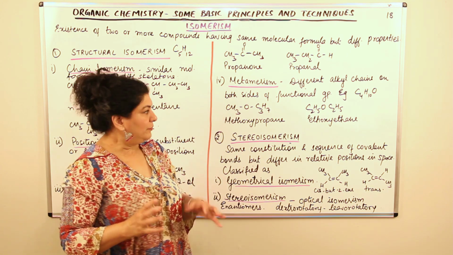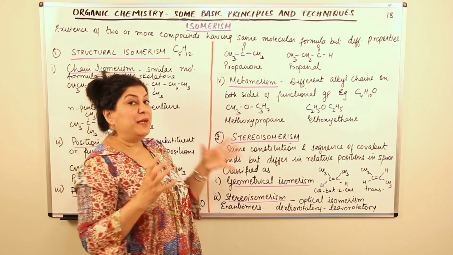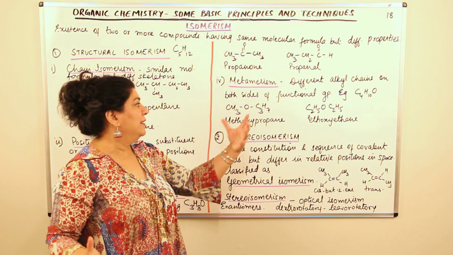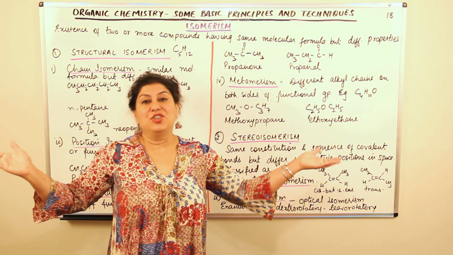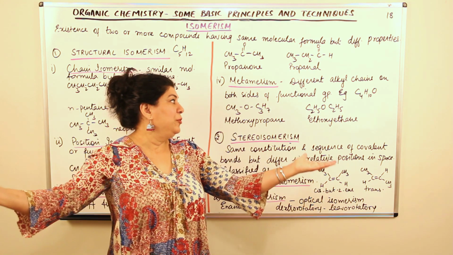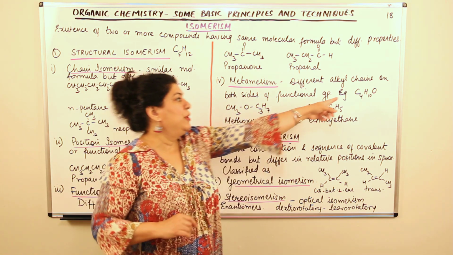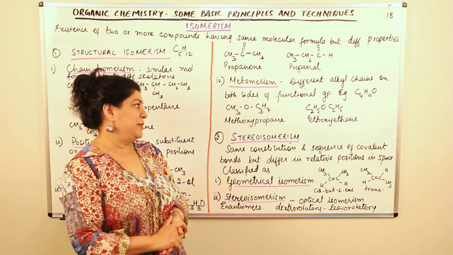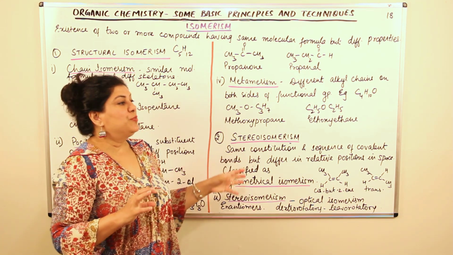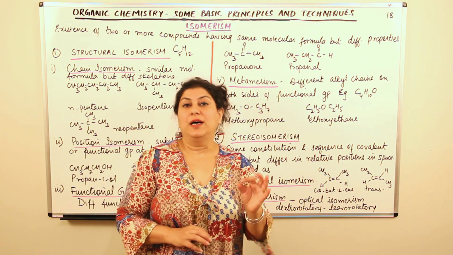So the difference is, in metamers, the difference is between the alkyl groups which are attached to both sides of the functional group. If the alkyl groups are different, although the formula is still the same, then such isomers are known as metamers. So these were the different kinds of structural isomers.